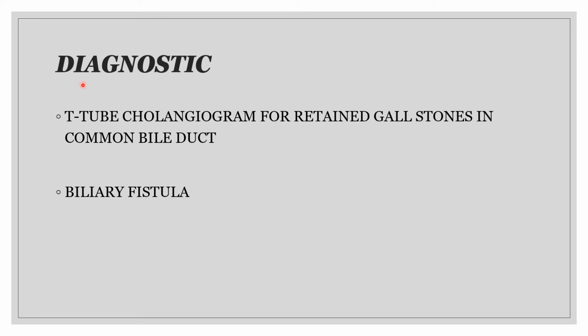Diagnostic. So diagnostic functions are T-tube cholangiogram for retained gallstones in the common bile duct. When gallstones are found in the biliary duct, maybe by ERCP or an open procedure, there is a small possibility that a stone might have been left behind. So we place a T-tube so that the crushed stones or the leftover stones can come out and don't block in future. Another thing is biliary fistula.